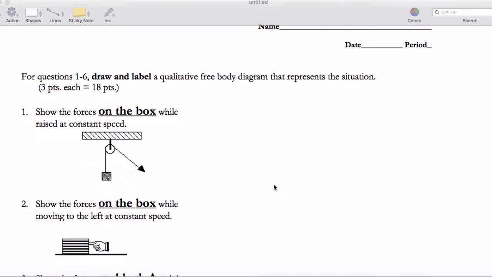Hi, so I want to get started on the second practice test. I'm just going to make sure I've got some solutions for you. So we're asking for the forces on the box, and it's raised at constant speed.